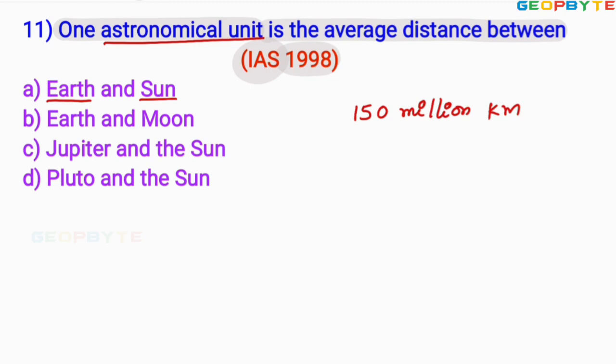The average distance between Earth and Sun is 150 million kilometers. Anyhow, the distance between the Earth and Sun is measured in terms of astronomical unit. Therefore, option A is absolutely correct. Let's go for the next problem.